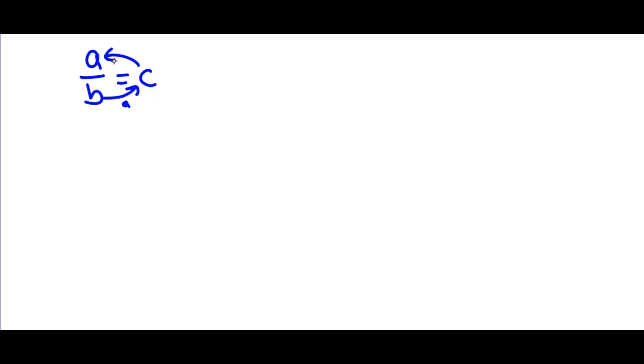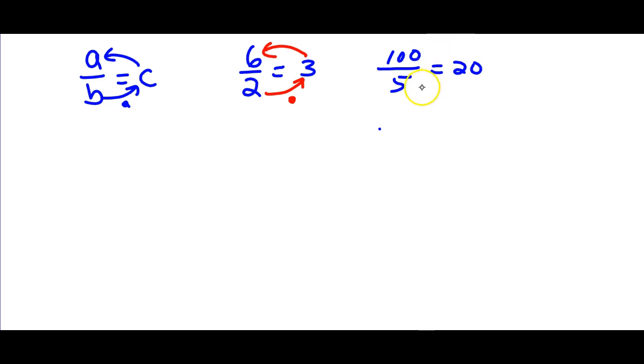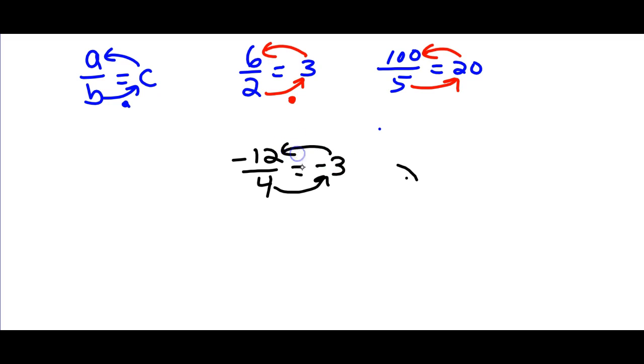So for instance, let's say we had 6 divided by 2. What does that equal? That equals 3. Why does it equal 3? Because 2 times 3 is equal to 6. If I have 100 divided by 5, that equals 20. Why? Because 5 times 20 is equal to 100. Let's throw in a negative number. What if I had negative 12 divided by 4? Well, that's a negative divided by a positive. That equals negative 3. Why? Because 4 times negative 3 is a negative 12.